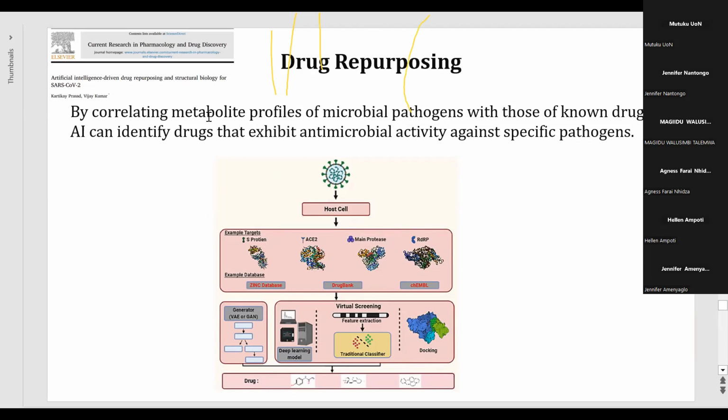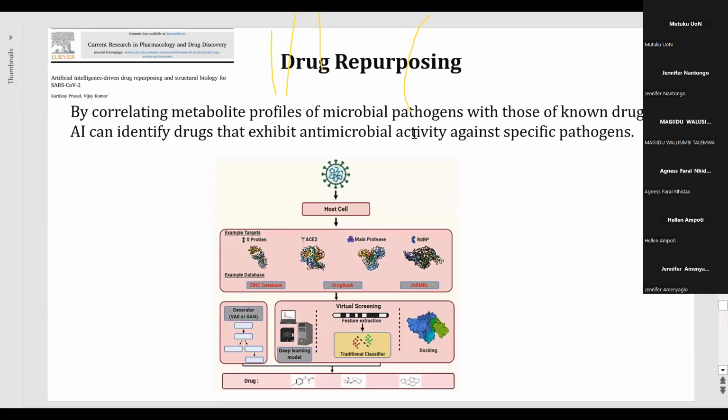By correlating the metabolite profile of the microbial pathogen with those of the known drugs, AI can identify drugs that exhibit antimicrobial activity against some specific pathogens. So this is the host cell. So these are the targets that are predicted. And then AI will help you in saying what all activities this drug can have.